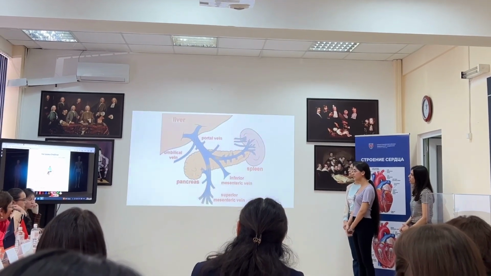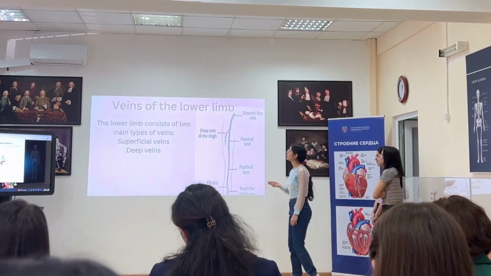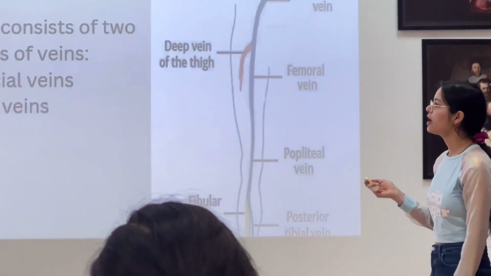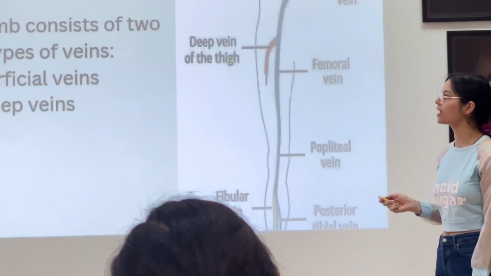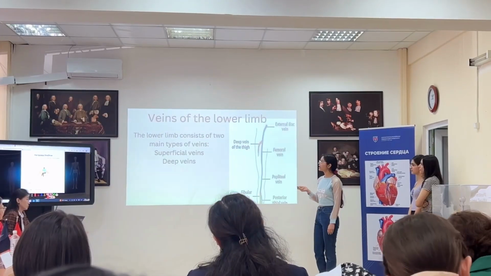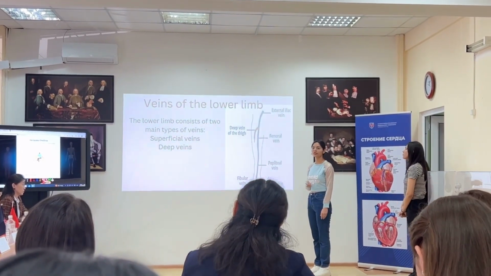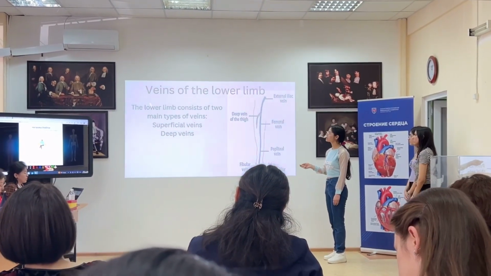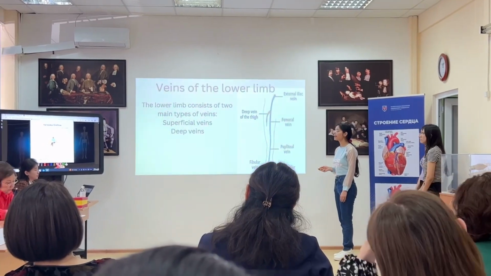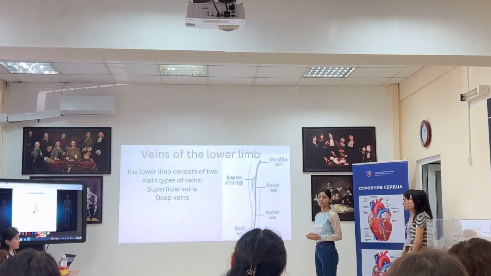The deoxygenated blood is carried by the portal veins. Now I will continue on the veins of the lower limb. First of all, I want to explain what the veins are. Veins carry the deoxygenated blood. The veins also have valves by which there will be no backflow. The veins of the lower limb are superficial veins and deep veins. There are also perforating veins, which means connection of superficial vein and deep vein.